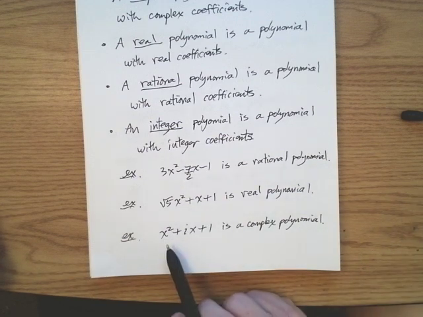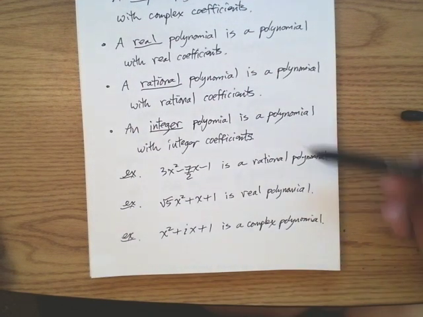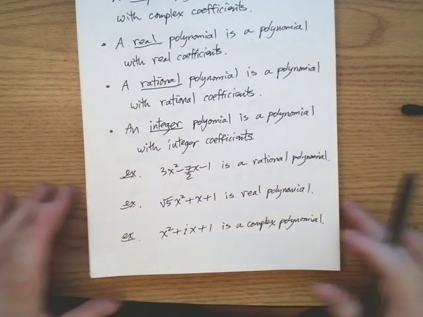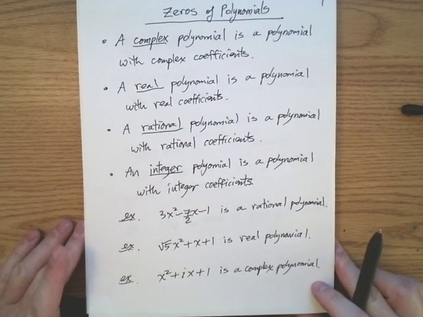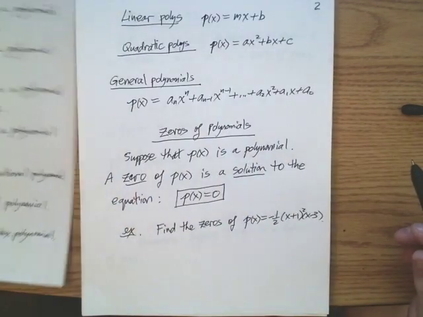Okay. This last one, x squared plus i x plus 1, is a complex polynomial, but it isn't real, therefore it's not rational nor an integer polynomial. Okay, so just a little nomenclature there, a little terminology, and let's go on. Let's talk about zeros of polynomials here.